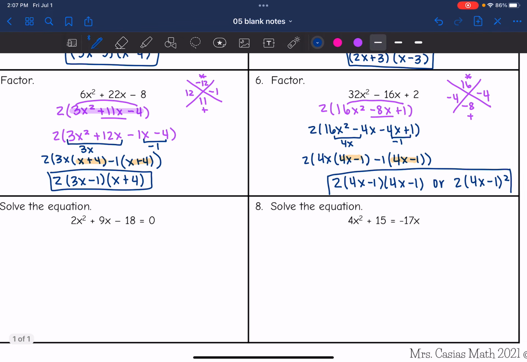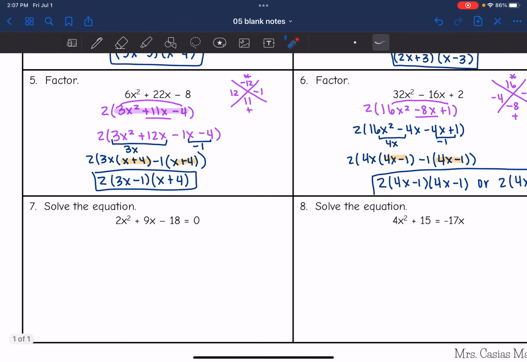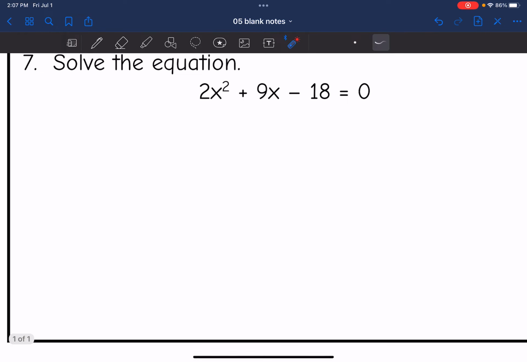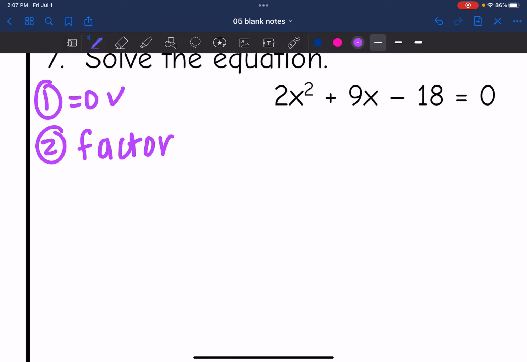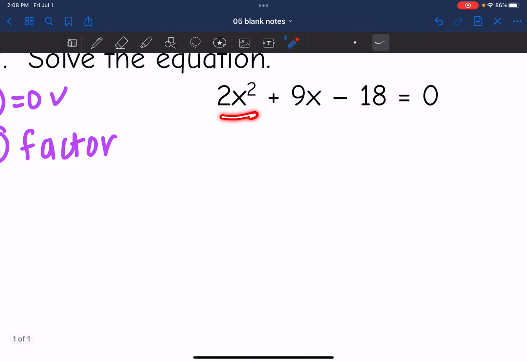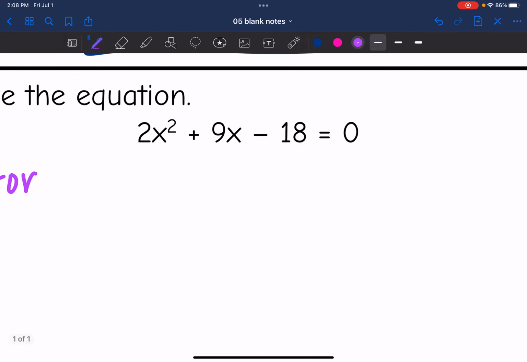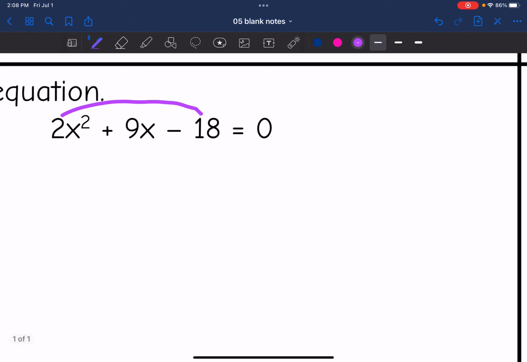Okay, these last two, I have equations that I'm solving with an x squared, so I'm going to solve using the zero product property. So let's go through the steps for the zero product property. Remember, the first thing is I have to make sure that the equation is set equal to 0, which it is here. And then the second step, I have to factor. So I have 3 terms. I don't see a GCF, and then the leading coefficient is bigger than 1. So I'm going to figure out what multiplies to 2 times negative 18 and adds to 9.